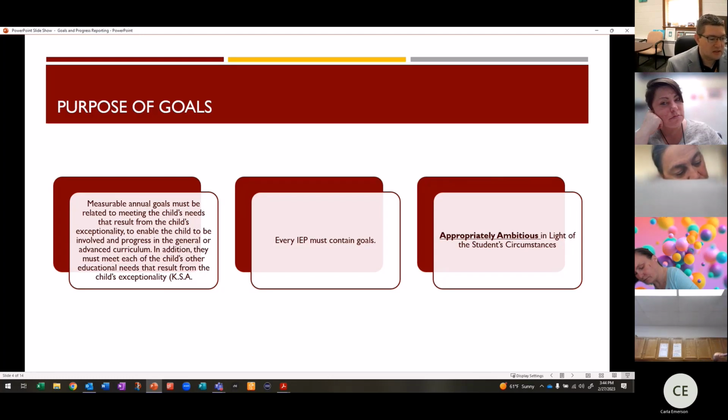This set the standard of what special ed's focus should be: appropriately ambitious. What that means is we want to make sure that the goals we are aiming for are achievable, but also pushing students to a higher level of achievement, or pushing them towards graduation or other outcomes that we know every student should be set up for.